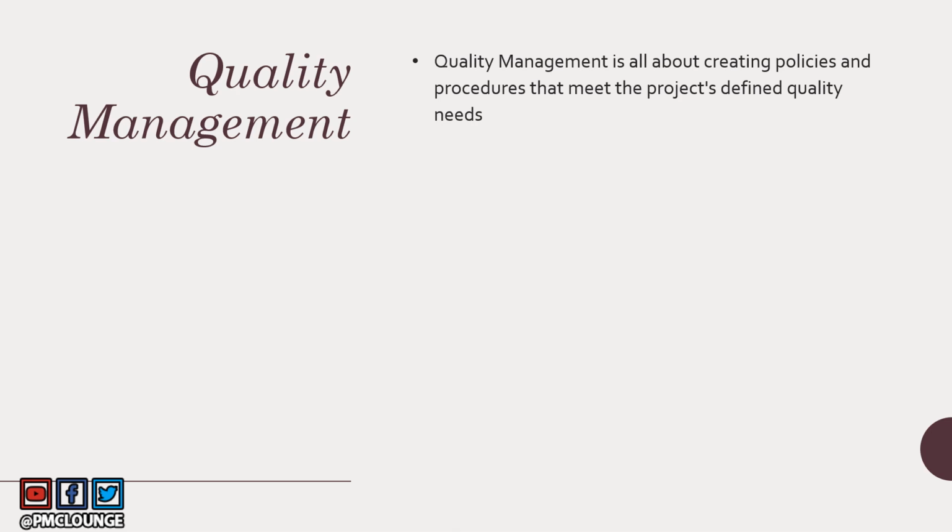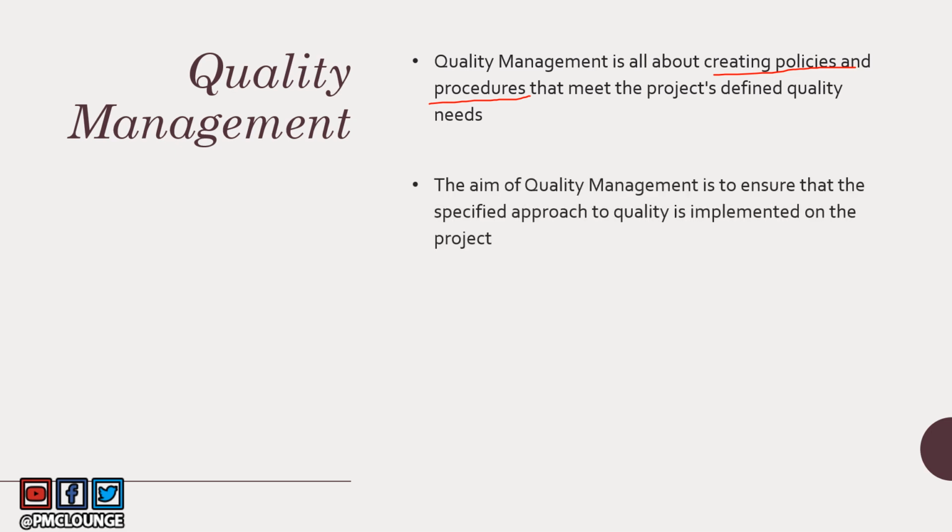So then what is quality management? Quality management is all about creating policies and procedures that meet the project's defined quality needs. And before I go into this, I like to read out the next point as well. What is the aim of quality management? Why do you do quality management? It is to ensure that the specified approach to quality is implemented on the project. Now, these two points are interconnected and very important in understanding what quality management is.